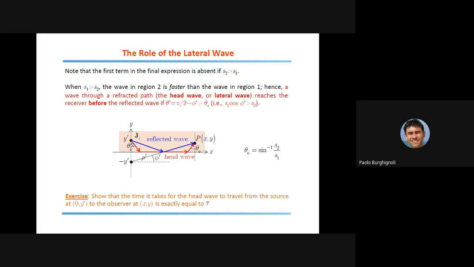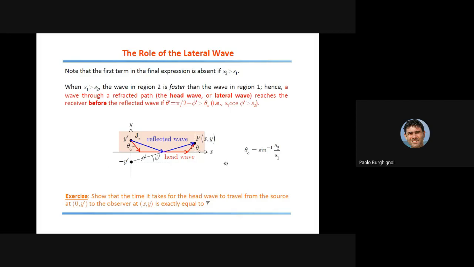The reflected wave goes through the path in blue here. So the arrival time of the reflected wave is given by rho prime times S1, and this is larger than the arrival time of the head wave.